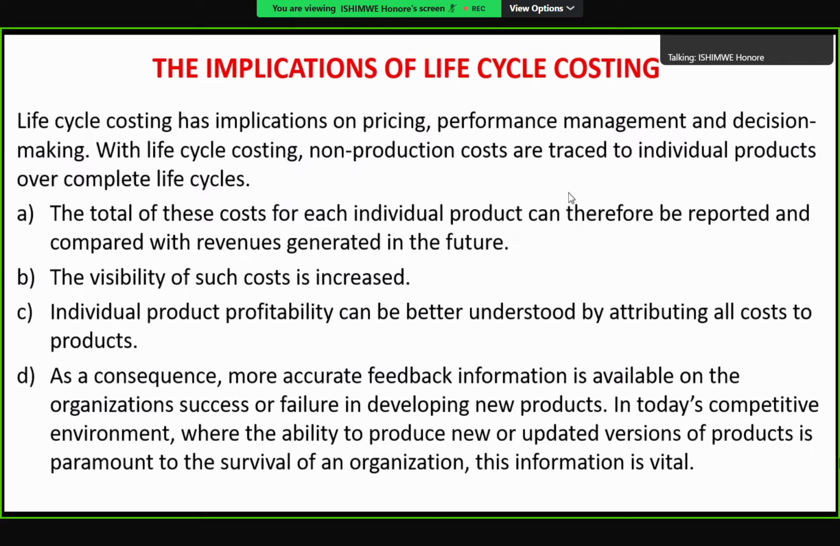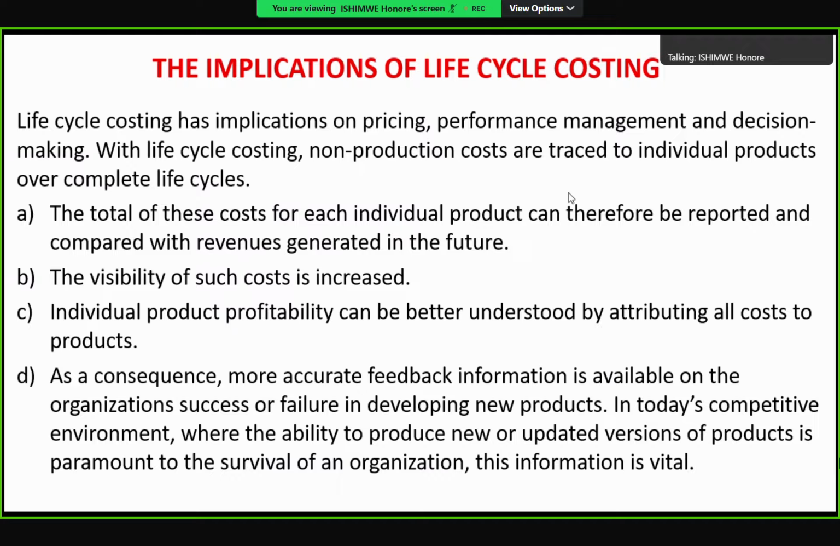Then individual product profitability can be better understood by attributing all the costs of the product to its product. As a consequence, more accurate feedback information will be available on the organization's success or even failure when you are developing your new product.